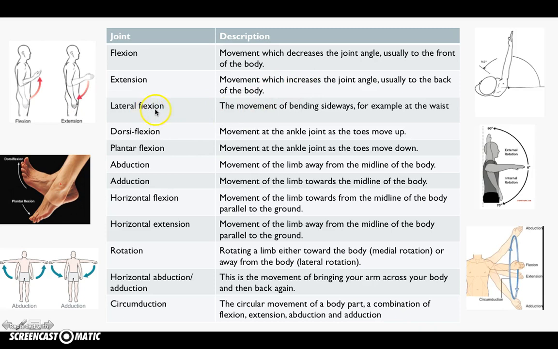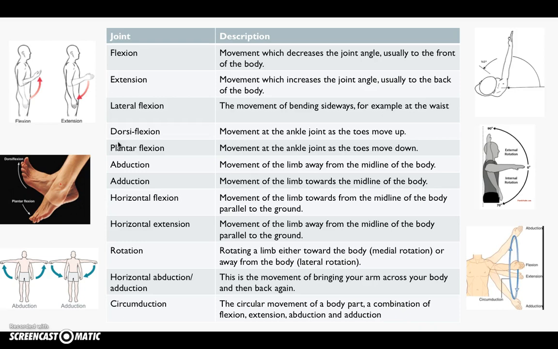So lateral flexion, the movement of bending sideways, for example, at the waist. A lot of you may do this as a stretch before competition. Dorsiflexion, this is the same as flexion, but it's just at the ankle joint. So movement at the ankle joint as the toes move up. So when you bring your toes towards you, that is known as dorsiflexion. And then we have plantar flexion, and this is movement of the ankle joint as the toes move down. So as you point your toes, it's plantar flexion.